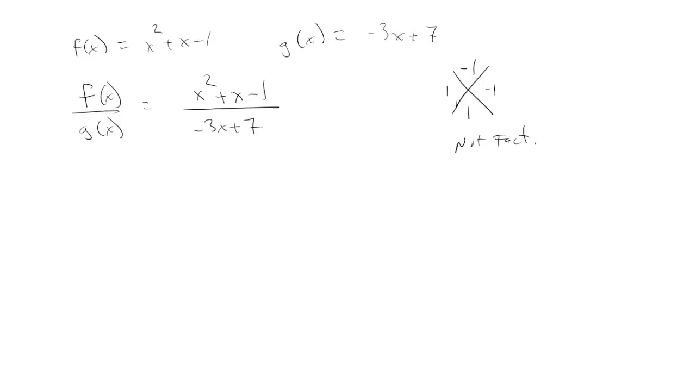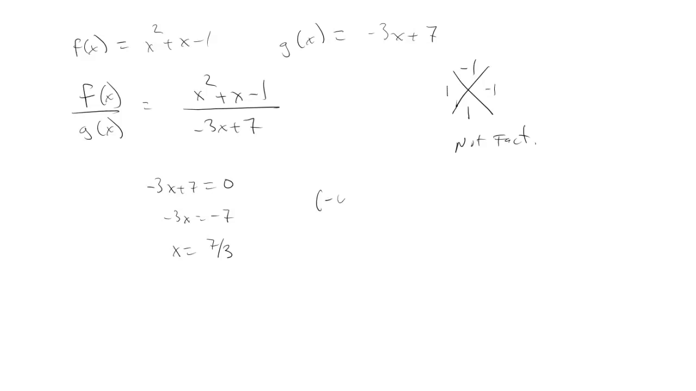But notice what I did, I made myself have a denominator. So this does not have the domain now of all real numbers. Okay, so I would have to set my denominator equal to 0. So negative 3x is equal to negative 7. Divide by negative 3. So I get 7/3. So it's all real numbers except for 7/3.